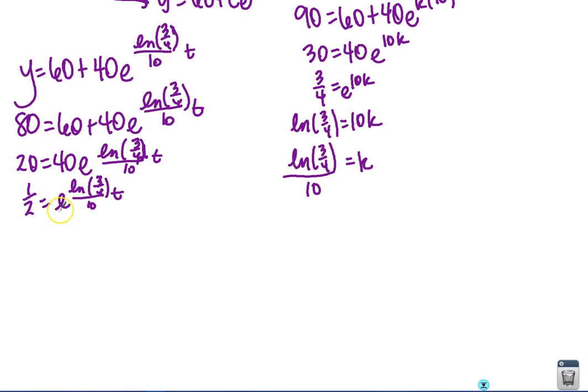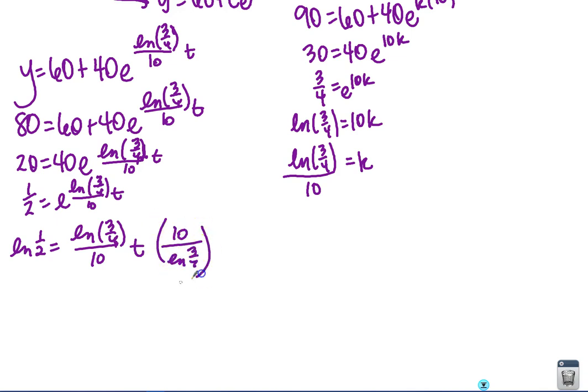To undo e, you take the natural log of both sides. So then the natural log of 1/2 is equal to, by taking the natural log of all of this, basically the e goes away and I'm just left with the original exponent. So natural log of 3/4 over 10 times t. I'm just trying to isolate t. So I'm going to multiply by 10 over the natural log of 3/4 on both sides. I'm just out of room. So I've got the natural log of 3/4 over 10 times the natural log of 1/2 equals t.